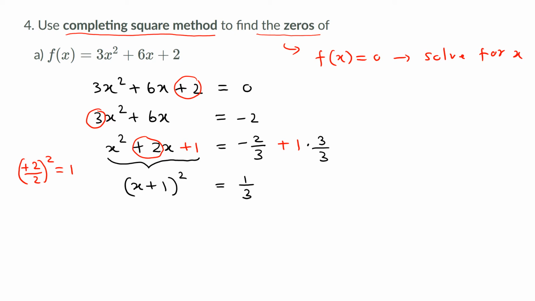Now after we get to this one, what we can do is take the square root of both sides. Once you take the square root, this square is going to go away. So you take the square root.